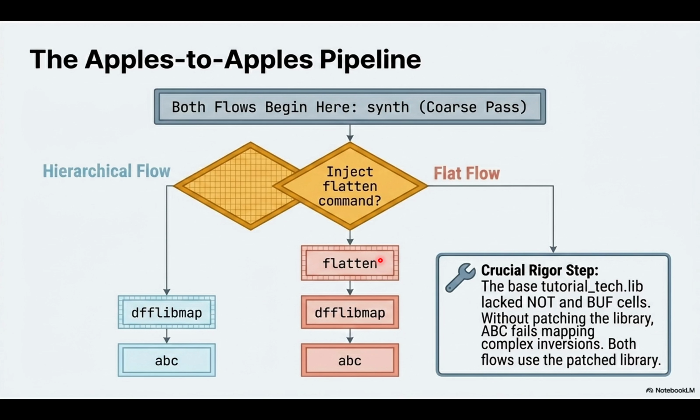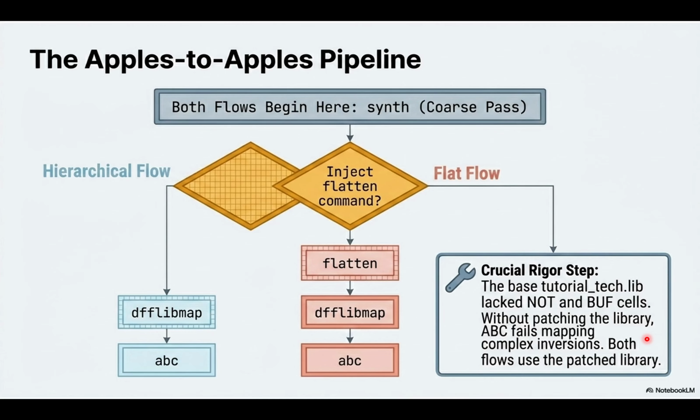Right. They were using a foundational file called tutorialtech.lib to define the logic gates for the system. Standard procedure. Yeah, but this file was completely broken. It was literally missing a basic inverter, a NOT gate. Which is pretty problematic. And it was also missing BUF, or buffer, cells. Like when they tried to run the ABC mapping tool, it crashed and threw an error saying it couldn't find an inverter gate. It's hard to synthesize logic without a NOT gate.